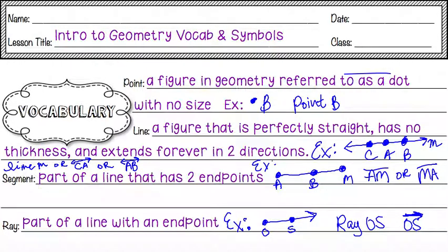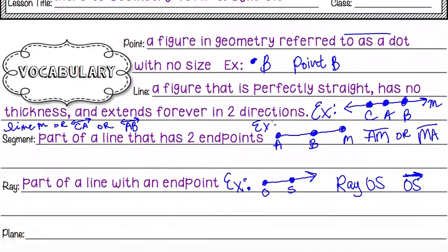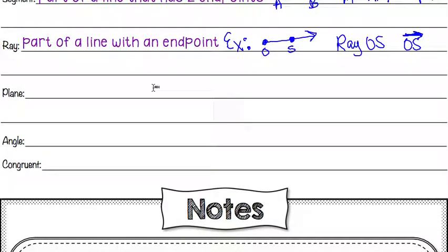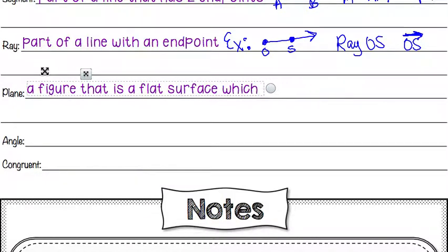Okay, let's talk about planes. So I'm going to scroll down. Okay. A plane is a figure that is a flat surface which extends forever in all directions.